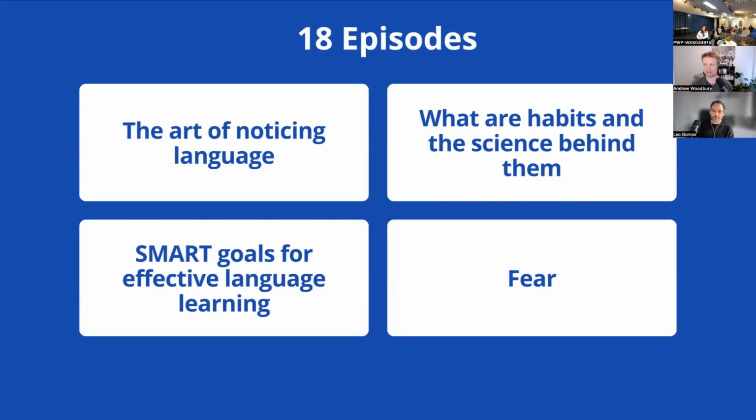I just highlighted four of the titles here on the screen so that you can see a range of what types of things we discussed in those episodes. The art of noticing language was one. What are habits and the science behind them? SMART goals for effective language learning. Fear, which is just the title of an episode. And each one was about 20 minutes, I would say.